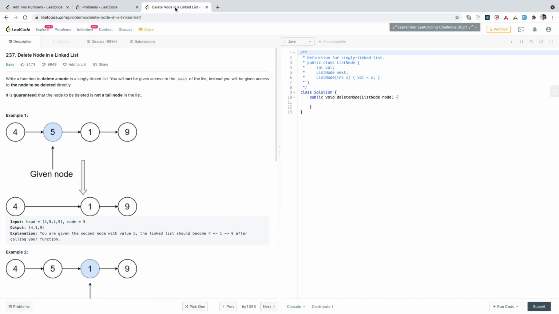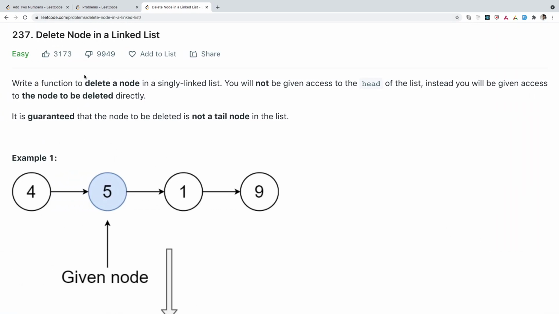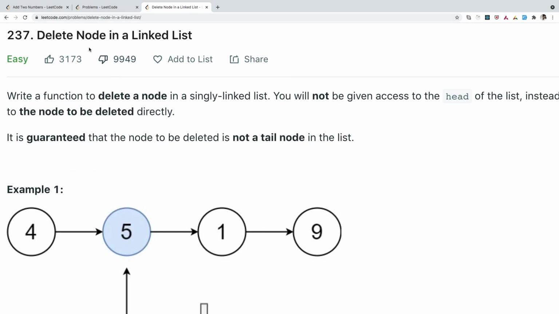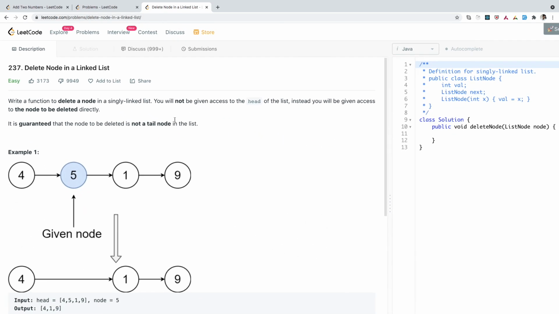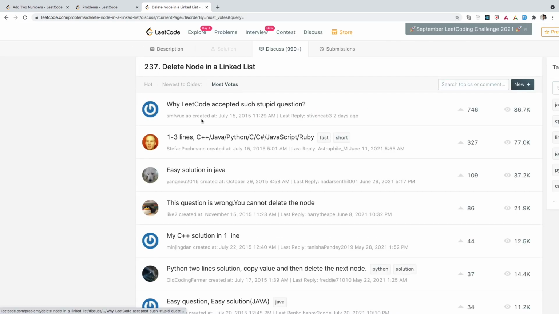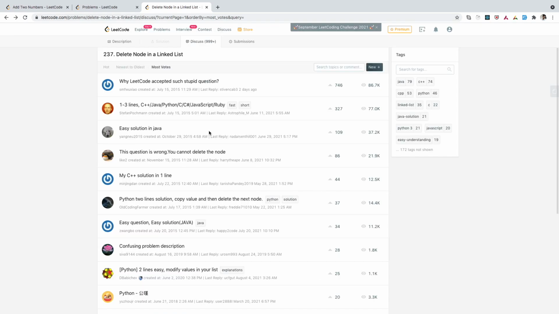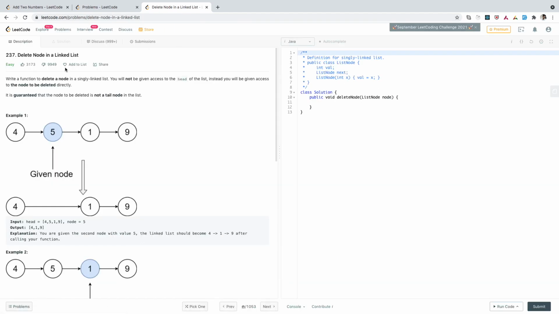So for example, let's say here there is a problem on Leetcode, delete a node in a linked list. And if you see the number of likes and dislikes, comparatively the number of dislikes are very high. That means there is something not good about this problem. You can simply go to the discuss and you can see the people must have written various reasons for that. Here someone has asked why Leetcode accepted such a stupid question. There could be various reasons. The description could be confusing or something else. That's the reason I'm saying first check the number of likes.